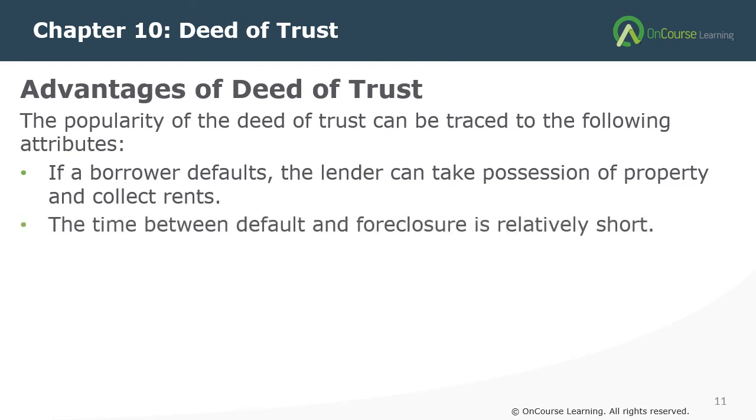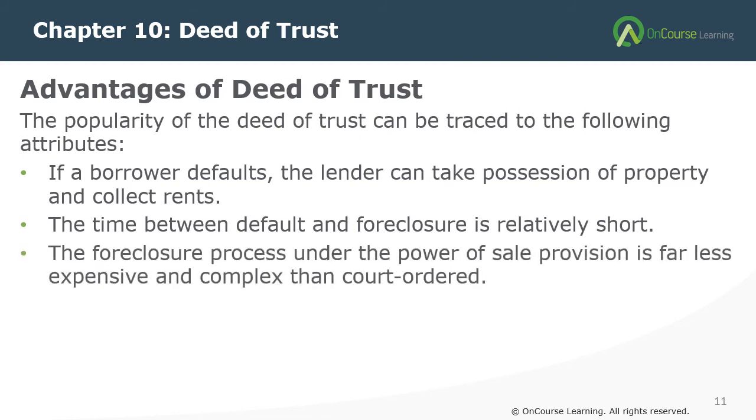The time between default and foreclosure is relatively short because there's a power of sale provision in the deed of trust. So the foreclosure process is far less expensive and complex versus one that is court ordered or related to a judicial foreclosure. So in other words, with a deed of trust, if there is a foreclosure, if there's a deficiency and a related foreclosure, a judicial foreclosure is not necessary. And they're usually not. However, the trustee can request the judicial foreclosure.